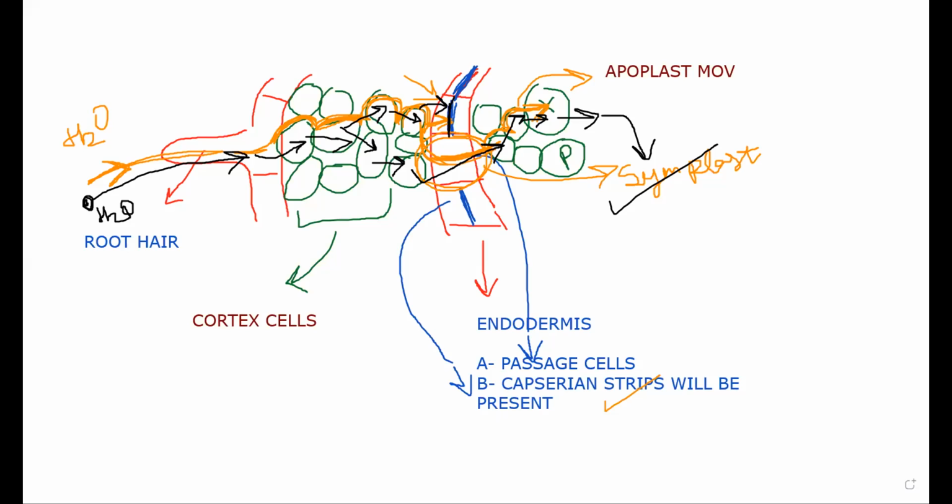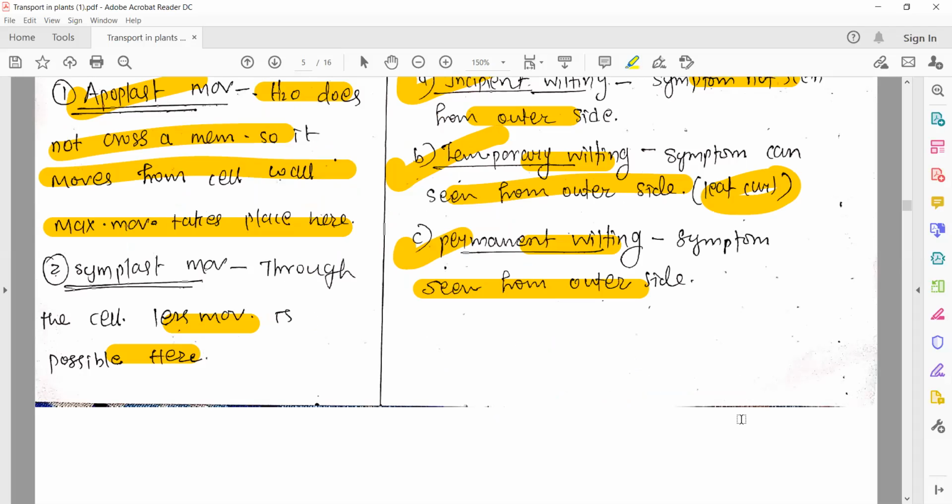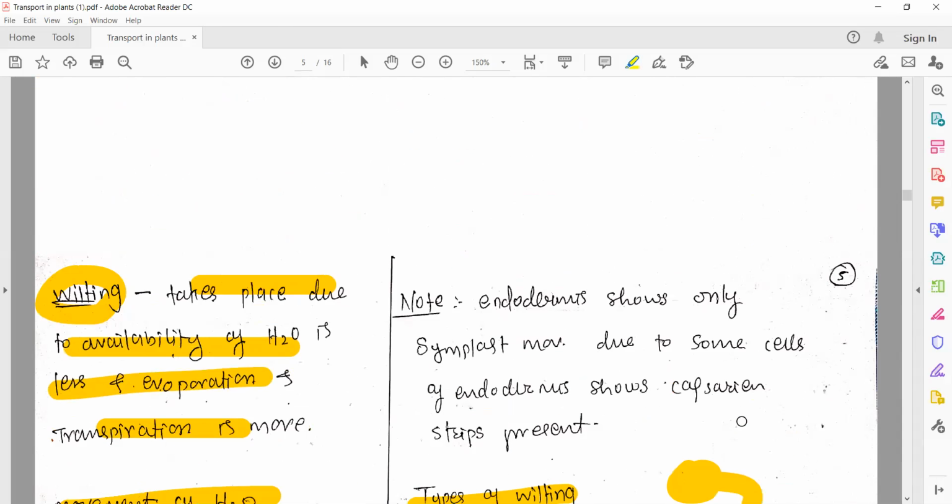So I'm entering into the PDF again, so that we can continue with the lecture. Note, this is a note which you have to keep in mind.